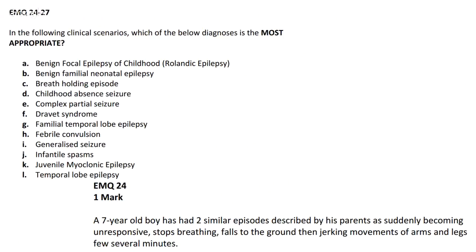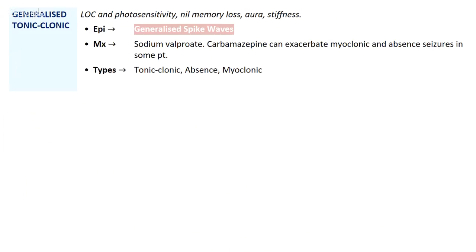Okay. So 7 years old, so he's old, 2 similar episodes before, suddenly unresponsive, stops breathing, jerking movements. What do you think he has? He's 7 years old. Does a 7-year-old have breath-holding spasms? No. I'm going to have lots of notes here. I really wanted to go through it, but we definitely do not have time today. I highly suggest you go through it. But this is just your normal generalized seizure. So, I'm not going to go through that.